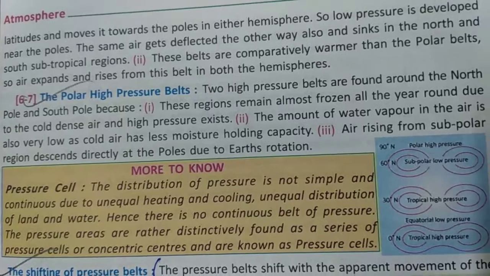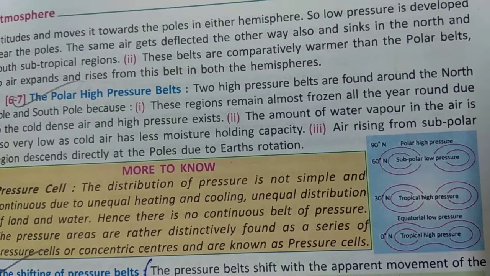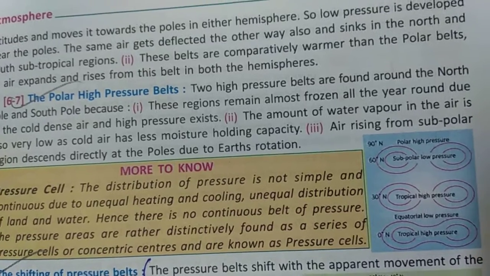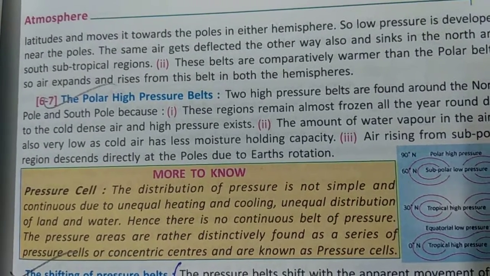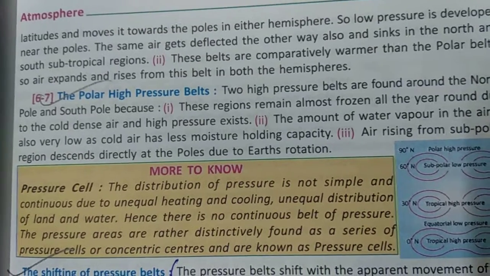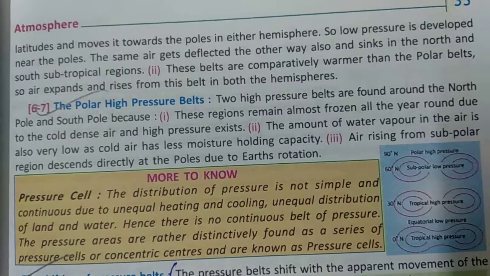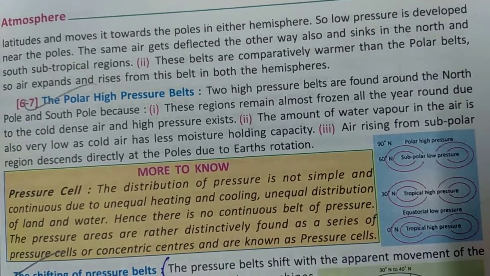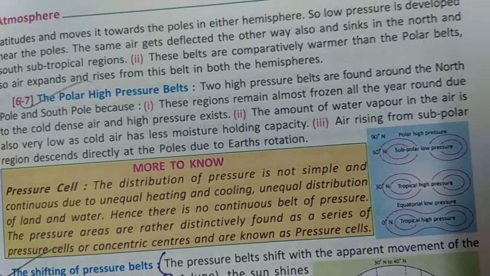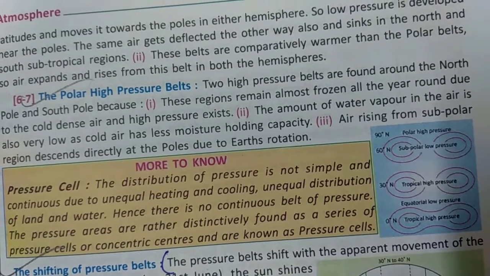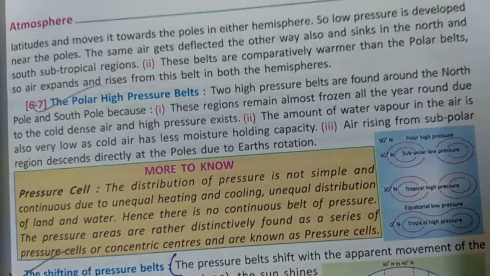Last is the polar high pressure belt. As we know, two polar pressure belts are there in the north and the south. This region remains frozen throughout the year, due to which cold, dense air and high pressure exist here. The amount of water vapor in the air is also very low and it has less moisture holding capacity. Air rising from the subtropical region descends directly to the poles due to Earth's rotation.